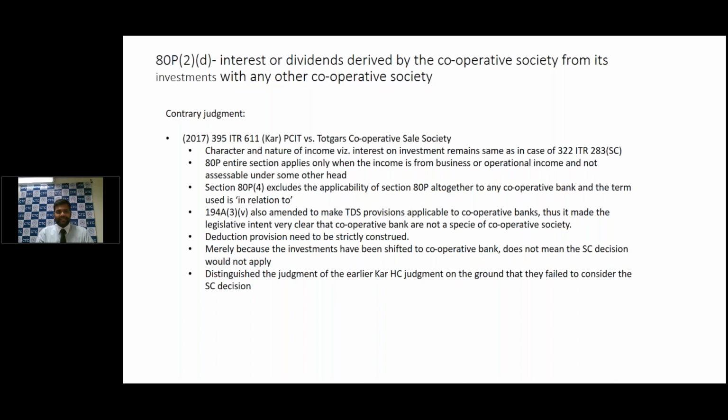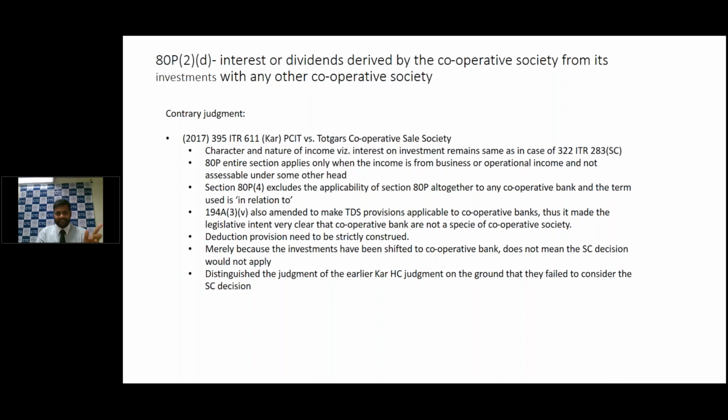Two, they say that the entire section 80P applies only when income is from business or operational income and not assessable under some other head. They rely on 80P(4) to say that 80P(4) excludes the application of section 80P in relation to cooperative banks, and therefore 80P(4) is capable of denying the assessee society deduction under section 80P(2)(d).